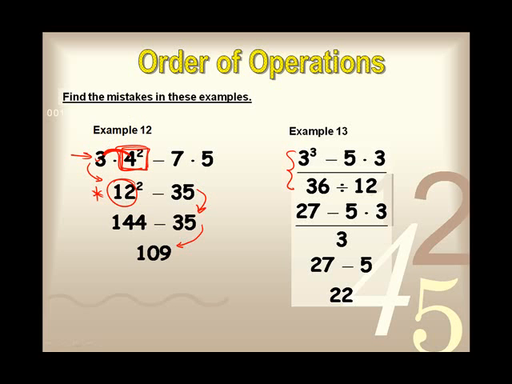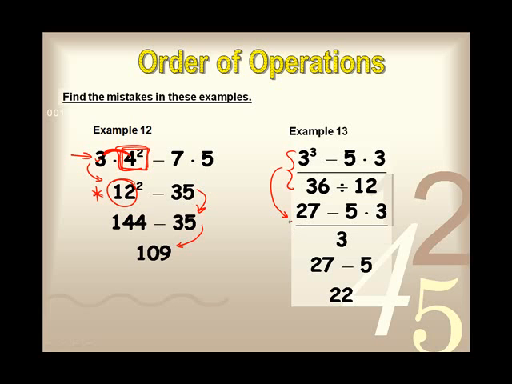Okay, example 13, same idea. So the original problem is 3 to the third power minus 5 times 3, divided by 36 divided by 12. So again, from the original problem to their first line of work, did they make any mistakes? Well, they did two things in this step. They calculated the 3 cubed. So ask yourself, is 3 cubed 27? It is, so that is not a mistake. The other thing they did was divide the 36 and the 12. So is 36 divided by 12 3? It is, so there are no mistakes in that line of work.